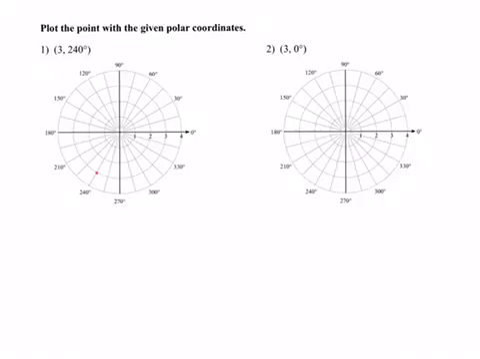I just plotted a point. Let's look at this one. The radius is 3 again, just a coincidence. This time the angle is 0, so it's going to be right here.